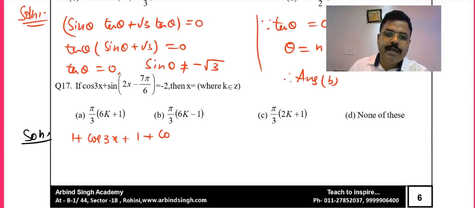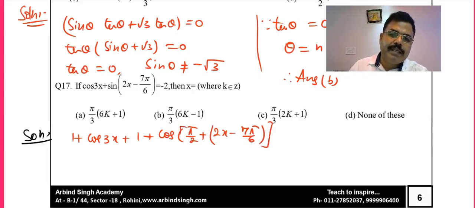This sine can be converted to cos of pi by 2 plus 2x minus 7 pi by 6. Cos of 90 plus theta is minus sine theta, so it will be better to write the minus sign here. Because this minus minus becomes plus.